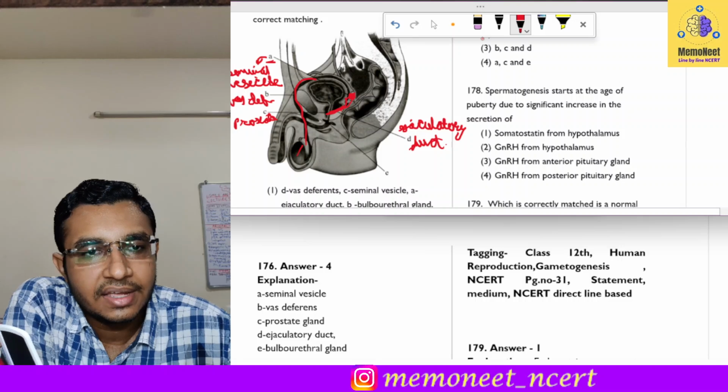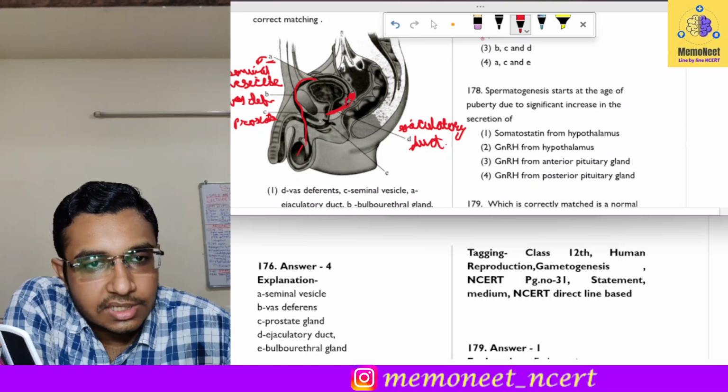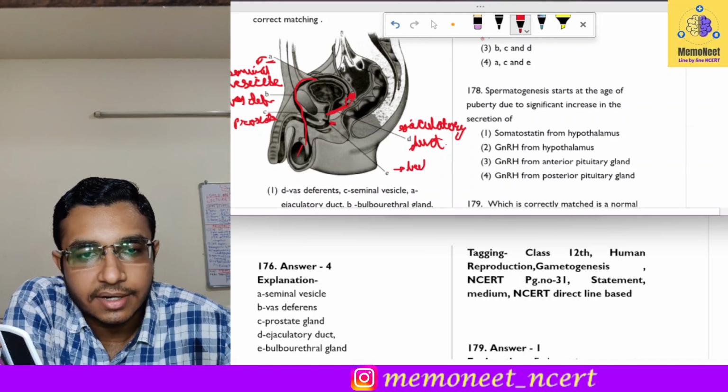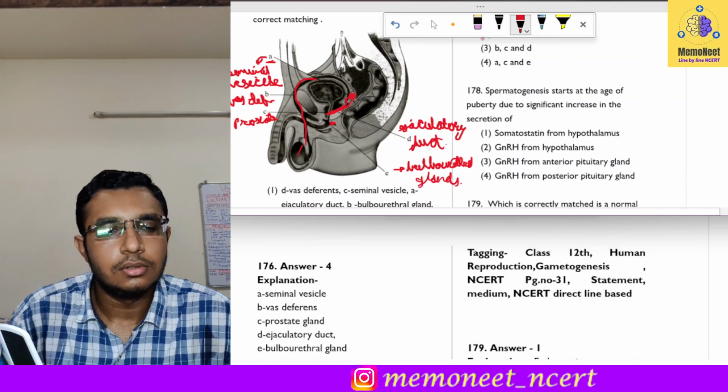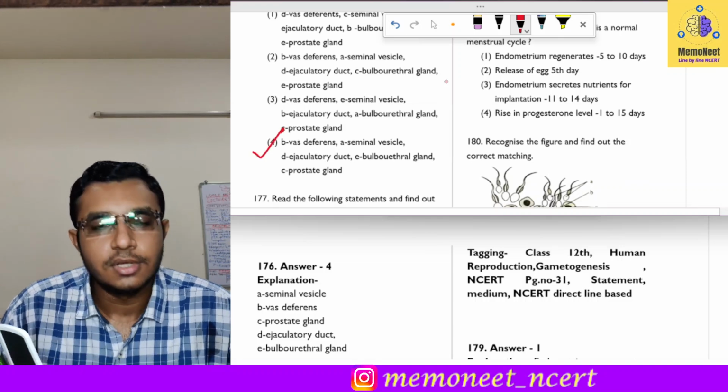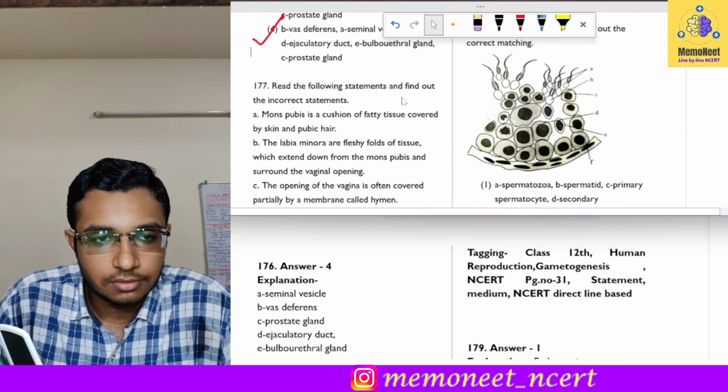All right, next is E. So what is E? E are these glands, and these glands are bulbourethral glands. Okay, so which is the correct option showing the correct labeling? It is option 4. So the correct answer of this question is option 4.